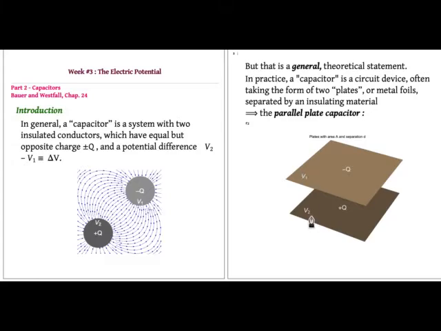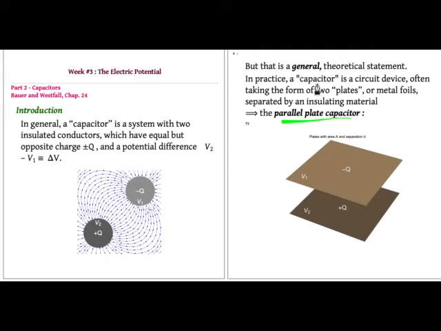One plate has potential V2. It's a metal, so every point in the plate has that same potential. The other plate has a potential V1. And if this is the positive charge, that'll be the high potential. The negative charge will be the low potential. So this is what we call a parallel plate capacitor.